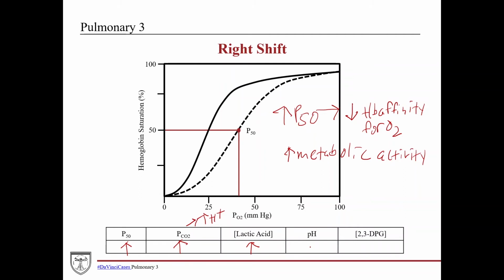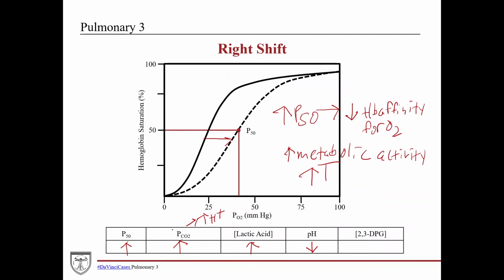What do you think that's going to do to the pH? It's going to decrease it. So this all makes sense. The other thing that happens with metabolic activity is you have increased temperature. You're producing heat as a result of high levels of metabolism. And so all of these factors, high levels of CO2, high levels of lactic acid, a decreased pH, and then an increased temperature, all of those will cause a right shift of the oxygen hemoglobin saturation curve.